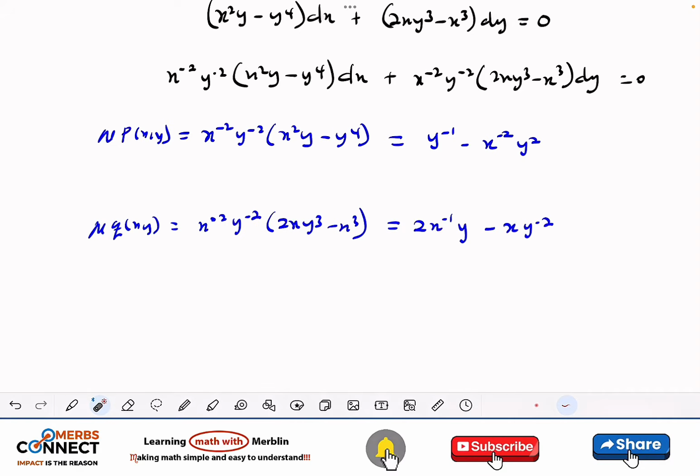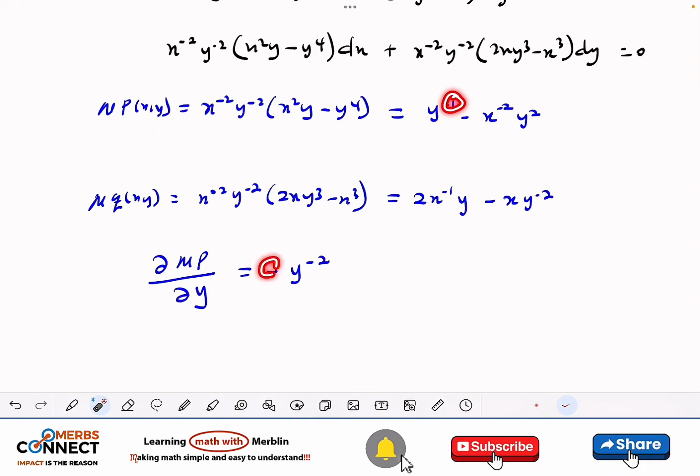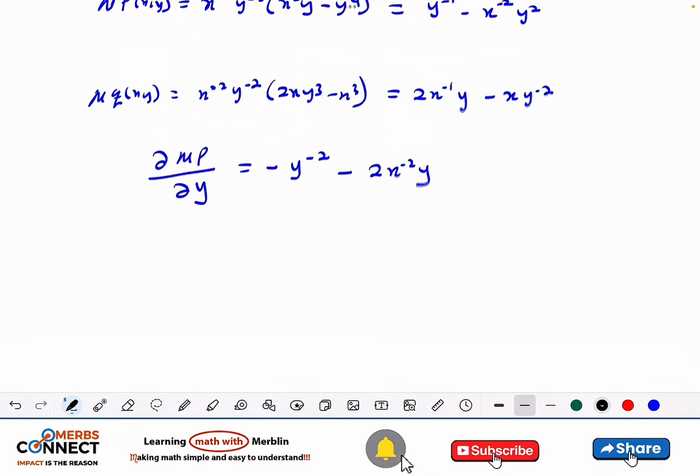So now what we need is to find the partial of mu p with respect to y. So let's differentiate this with respect to y and see what we are going to get. This is y to the power minus 1, so I'm going to have minus y to the power minus 2 as the differentiation. So drop the minus 1, subtract 1. Then minus, I'm differentiating with respect to y, so I need to just maintain this and differentiate this. So I'm going to have 2x to the power minus 2 y. So this is the differentiation that I'm going to get for that one.